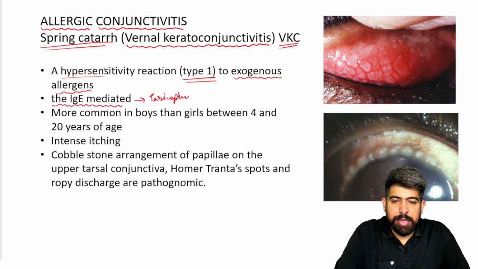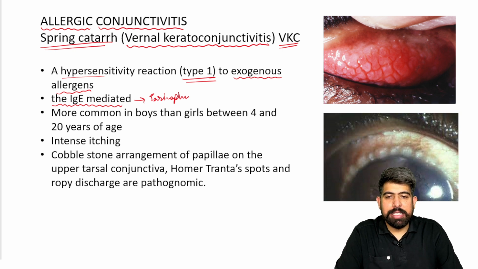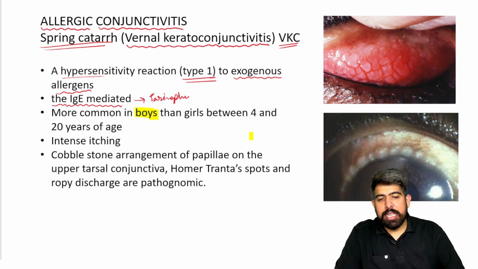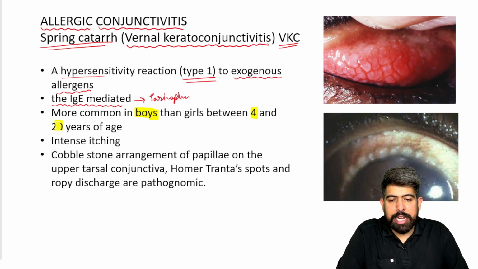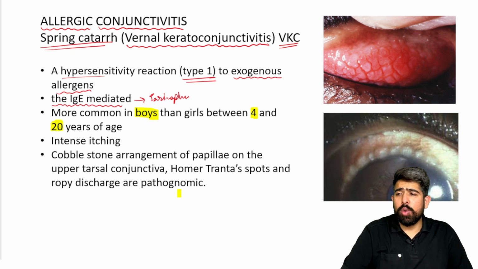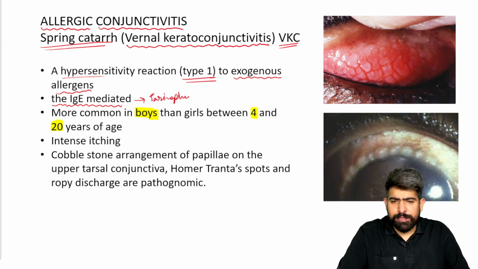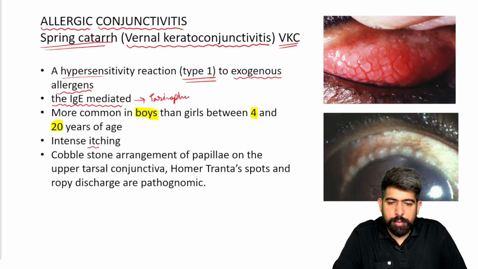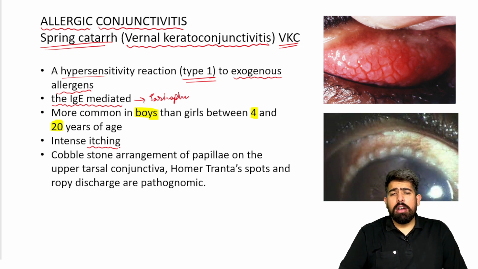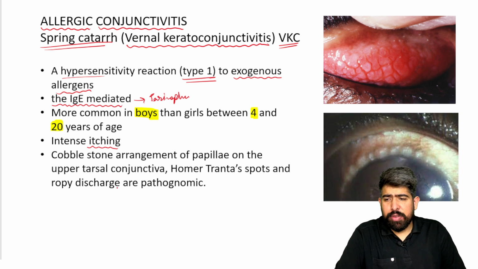It is more commonly seen in boys. Please understand this part, highlighted: more commonly seen in boys rather than girls, right? And what is the age? The age is from 4 to 20 years. So if a 7-year-old or 10-year-old boy comes to you with type 1 hypersensitivity, what is important? The itching will be there more, na? Itching, ropey discharge, and the patient having redness of the conjunctiva. These will be the clinical features of vernal keratoconjunctivitis.